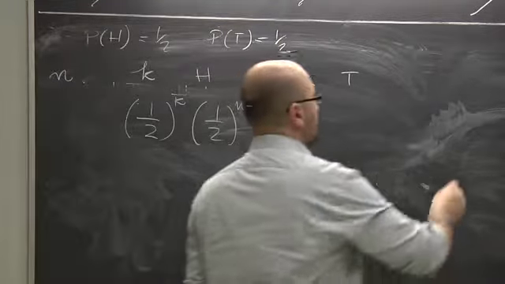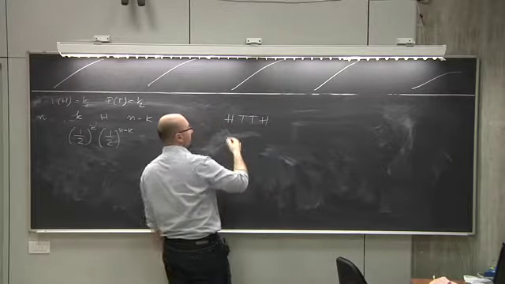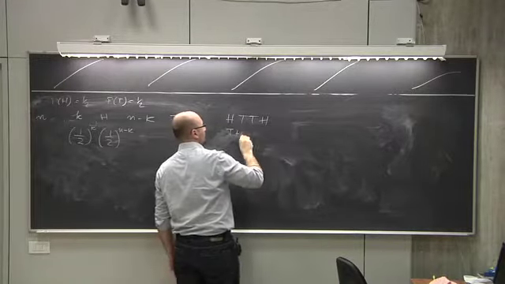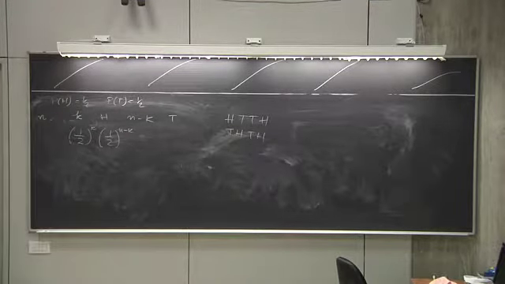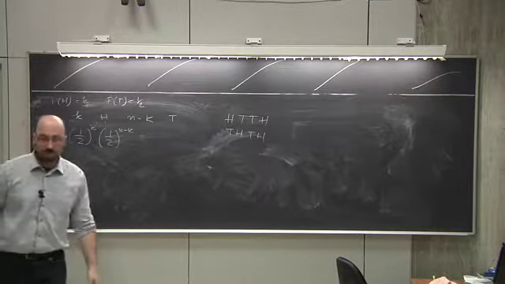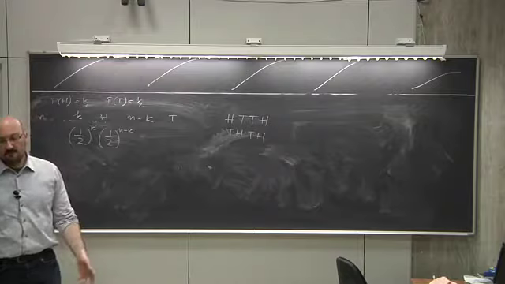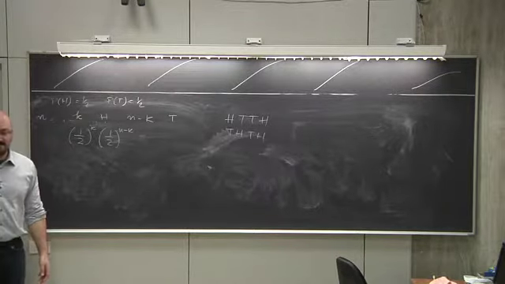For example, a configuration like this, head, tail, tail, head, for n equal 4, is equivalent to this configuration, tail, head, tail, head. I have to count the number of equivalent configurations. I'm sure you have seen this before, so you know the answer. What's the answer?